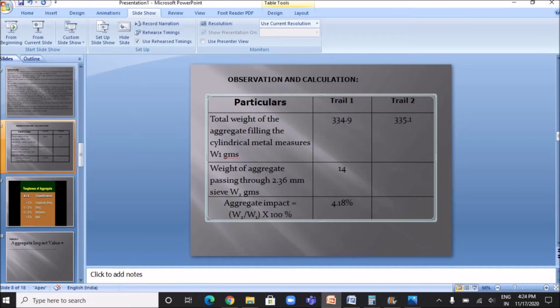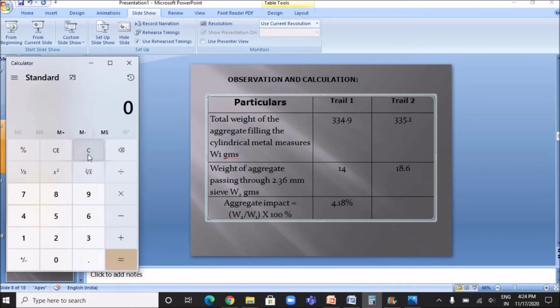We again conducted the test on a fresh sample, and the value of W1 was found to be 335.1 grams, and the weight of aggregate passing through 2.36 mm sieve was found to be 18.6 grams, and the impact value was found to be 18.6 divided by 335.1, which is equal to 0.055, and if we multiply this with 100, we get the aggregate impact value as 5.55%.